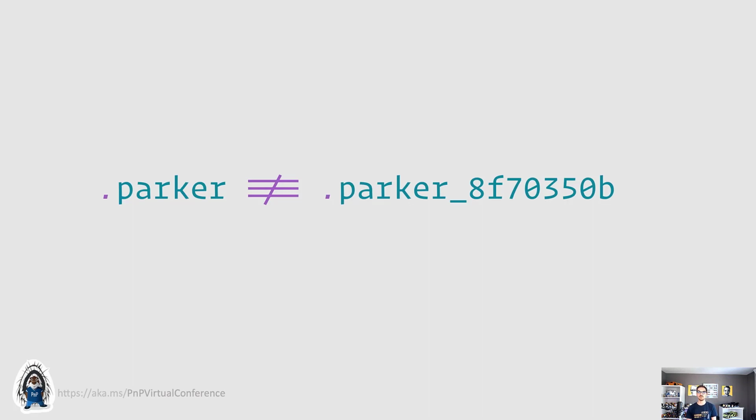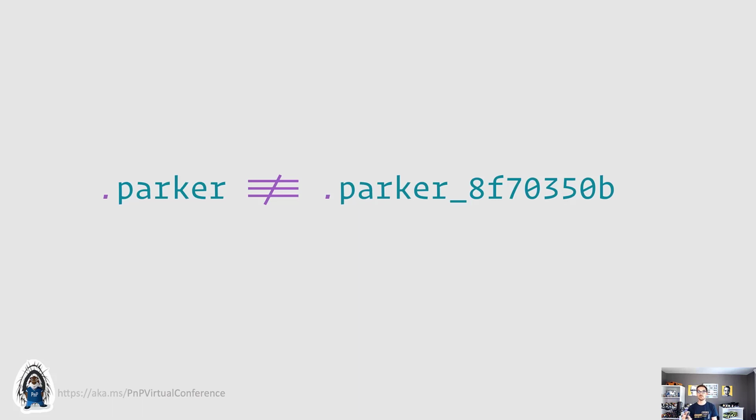Parker, what you can see here, the class Parker is not the same as the class Parker underscore 8f and so on. That's the suffix that SPFx is adding to it. So the Parker part is what you are going to write, but SharePoint Framework is going to create that last suffix to isolate the classes and the styles for that particular component, which is great.